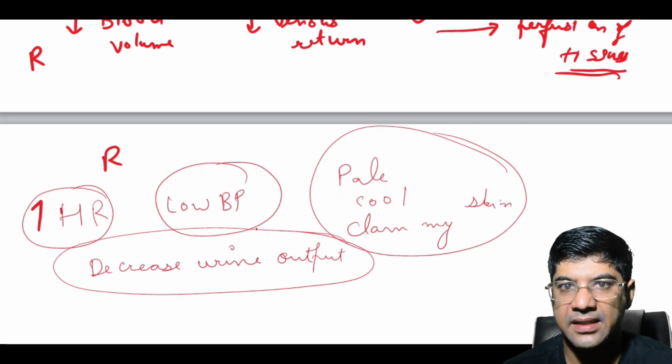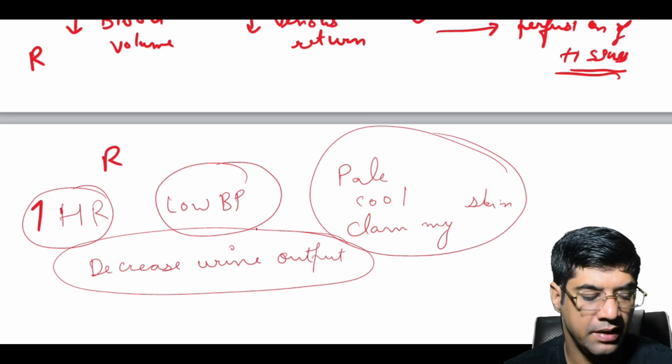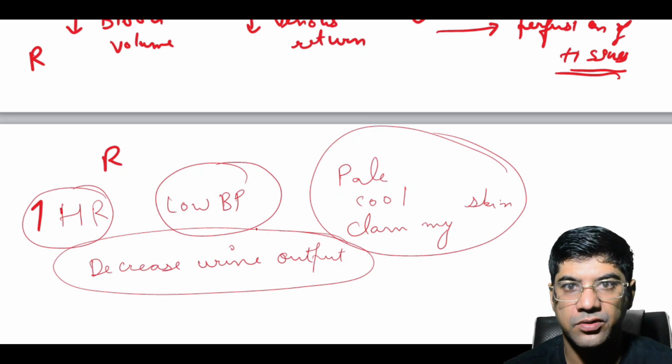As the brain gets less oxygen, the patient may become confused, agitated, or even unconscious. So these signs are essential to recognize early because the quicker hypovolemic shock is identified, the better would be the chances of survival.